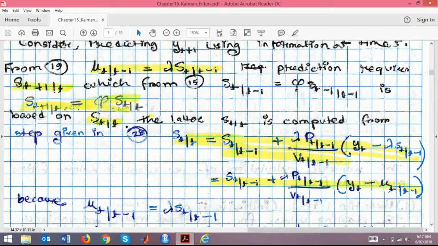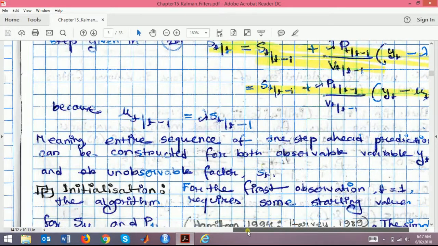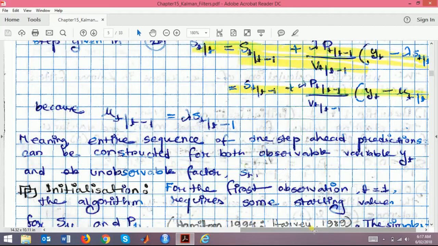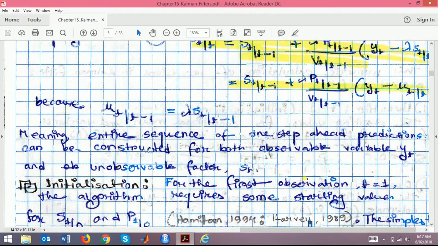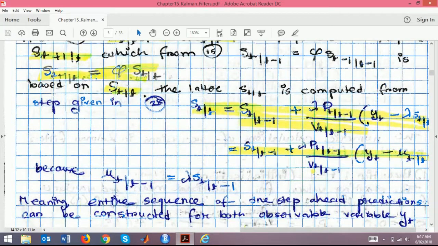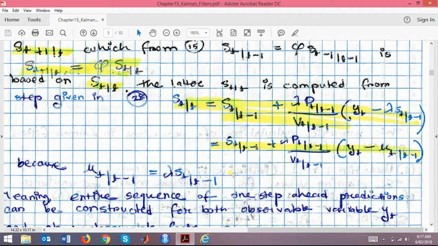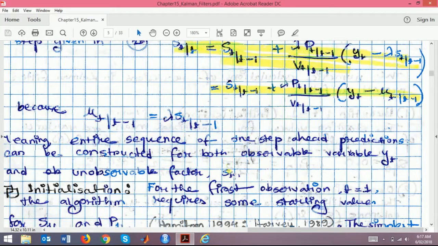We take it forward, we do the propagation now, so s21 equals phi s11. Now mu10 is lambda s10, we already know it, meaning the entire sequence of one step ahead predictions can be constructed for both the observable variable yt and the unobservable factor st. So there is nothing new here, we can just go forward.